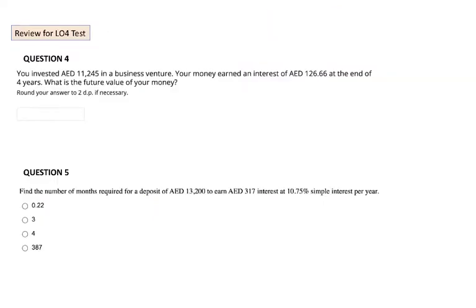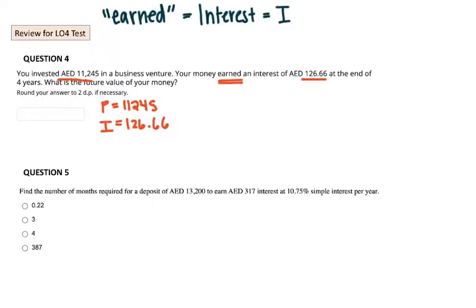Okay, let's look at the next one. We invest this amount, so that's the starting amount, 11,245. It earned interest. When you see this word earned, you label that next amount of money as I. It earned interest of 126.66, and then it says it was 4 years. Time equals 4 years, so we just leave T equals 4 because it's already in years. What is the future value of your money?